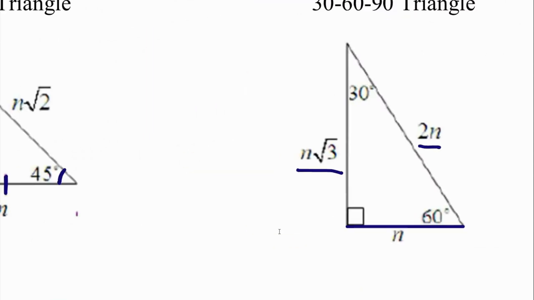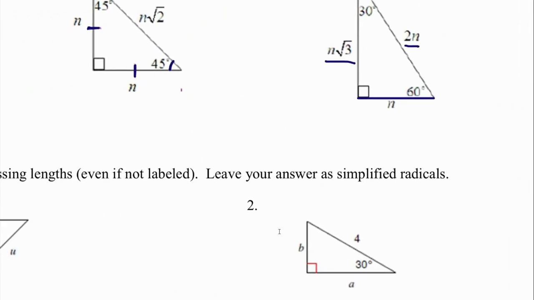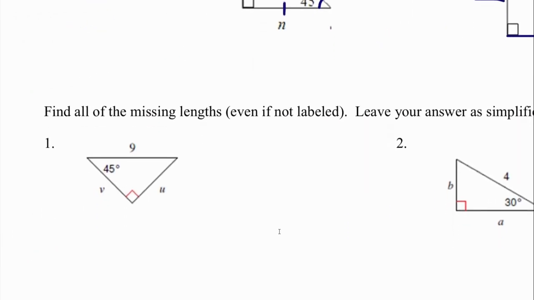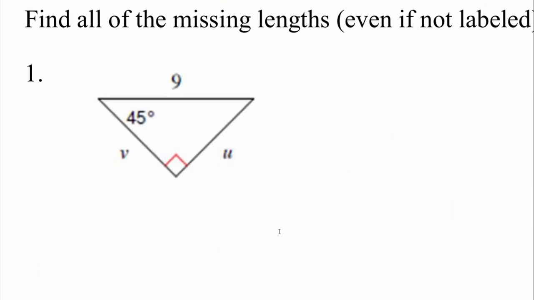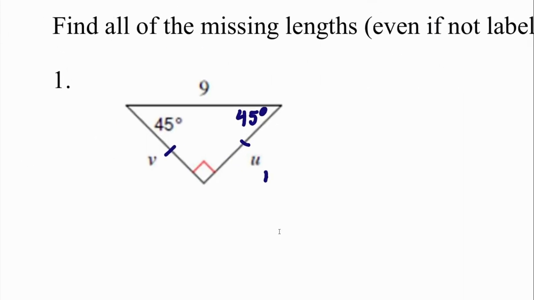Okay, so we're going to go through some of these. This says find the missing lengths, even if they're not labeled, and leave your answers in simplest radical form. So this first one, we should note that we have a 45, 45, 90 triangle, which means both of these are congruent. Referencing back to this figure, we know that those two legs would be n, and the hypotenuse would be n root 2. So we need to be able to solve for that n in order to get those missing lengths.